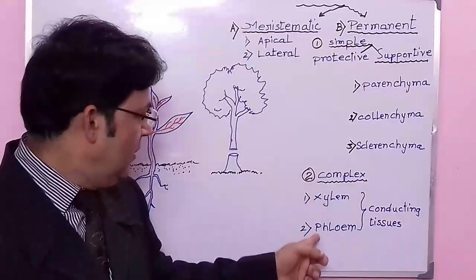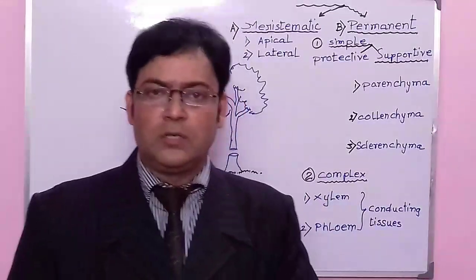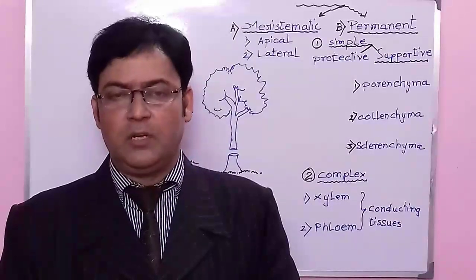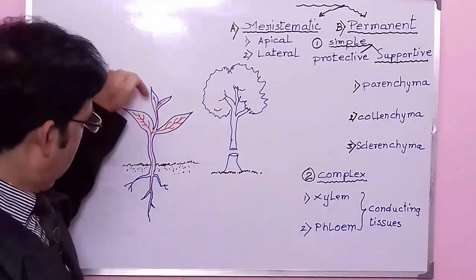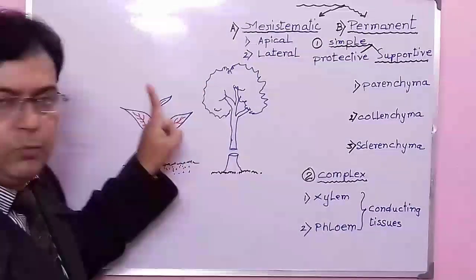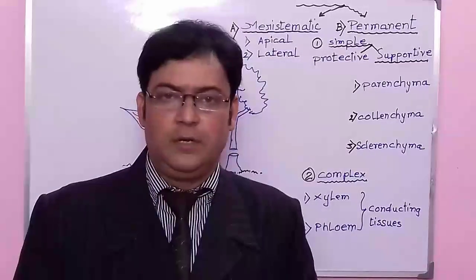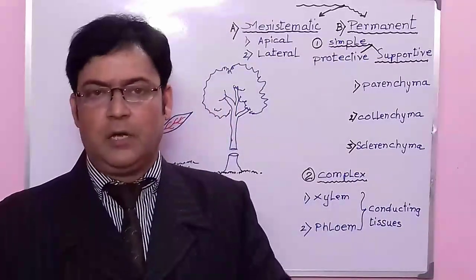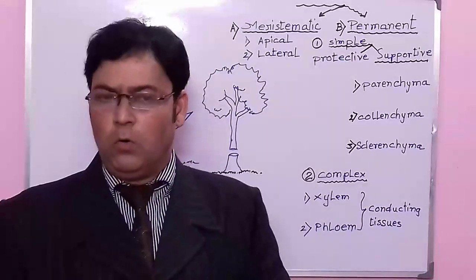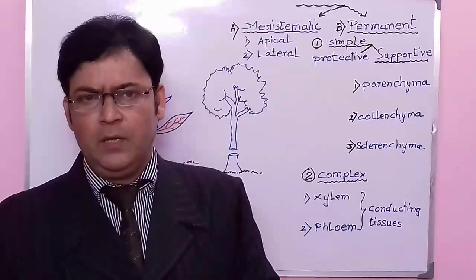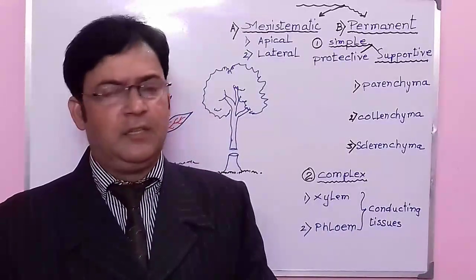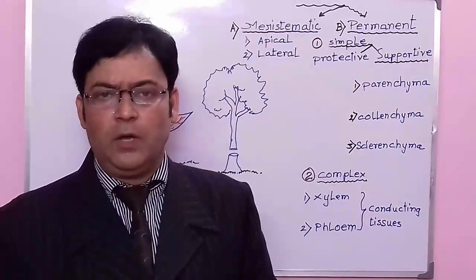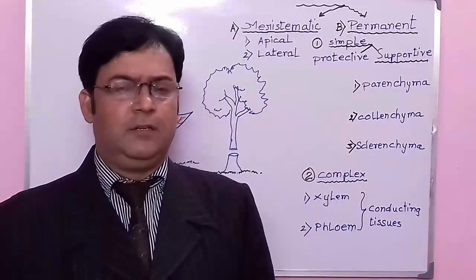What about the phloem? They conduct food which is manufactured in the leaves. Where do they go? It goes downwards, it goes upwards, sideways, all directions. Phloem cells, there are also 4 types. Only one of them is dead, the rest are all living. Phloem fiber is dead, the rest are living.